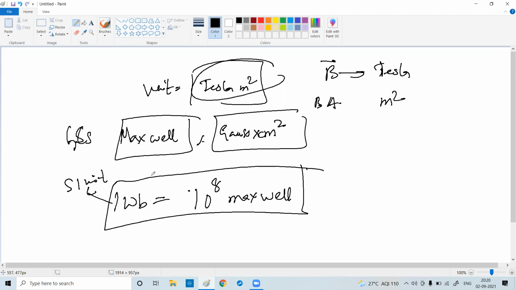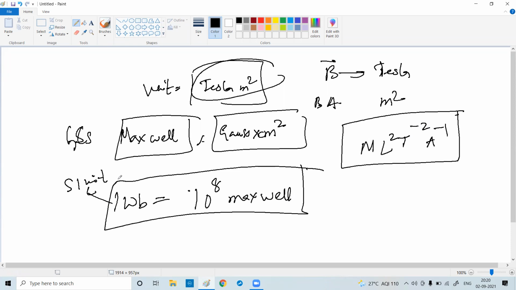Clear? Yes, sir. And the dimension is M L^2 T^-2 A^-1. Clear? This is a homework. Try to find out how it came. Otherwise, I will explain in the next class.